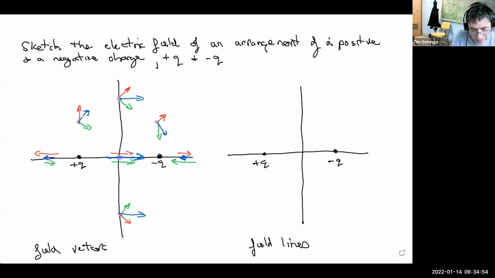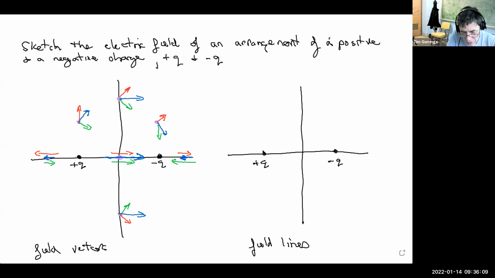And so this is the pattern of the field. This is the pattern of the field vectors around these two charges. And this is very helpful when you want to actually draw field lines rather than field vectors. So now I'm going to draw the field lines on this right-hand plot or graph. And when I draw these, I'm going to use the information that I've collected on the left-hand plot or graph of the field vectors, but I'm also going to use the following things that I understand.